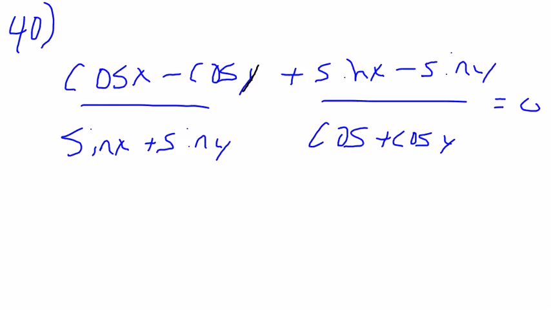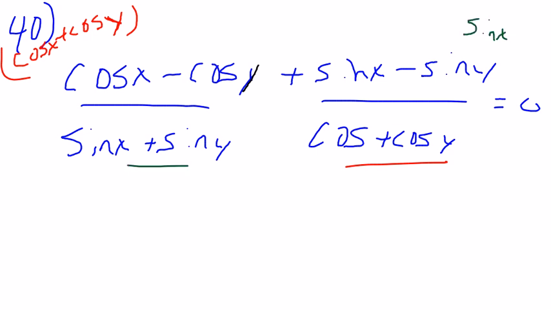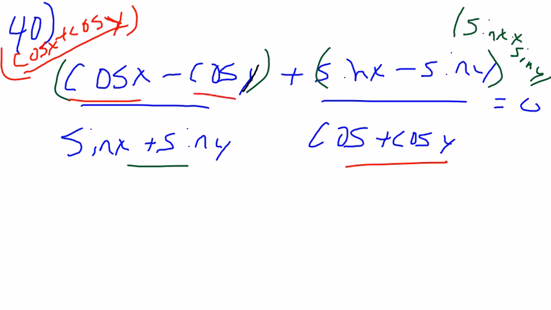Alright, so we'll go through this here. If I multiply this side by the denominator over here, cosine of x plus cosine of y, and multiply this other side by this denominator, sine of x, sine of y. Okay, you're going to have to FOIL. So if you notice here, I have cosine of x plus cosine of y, cosine of x minus cosine of y. So they're the exact same, except one is a positive sign, one is a negative sign.